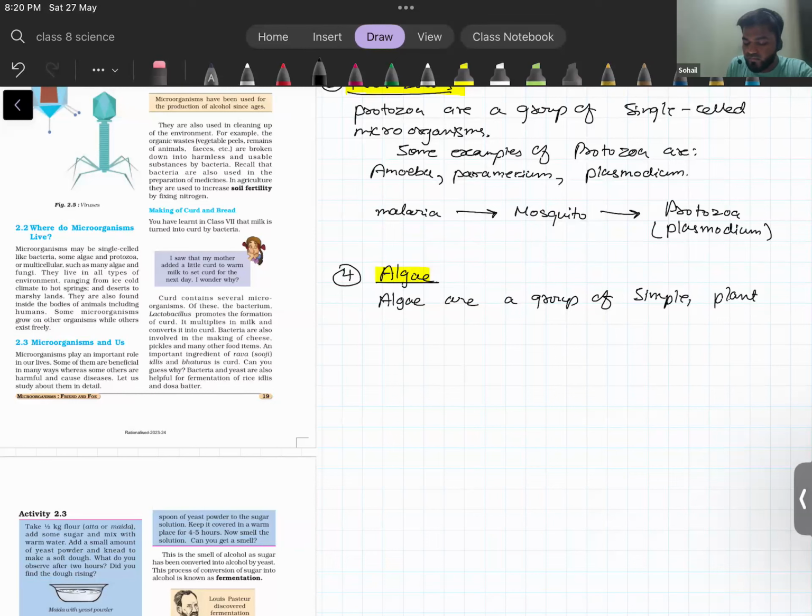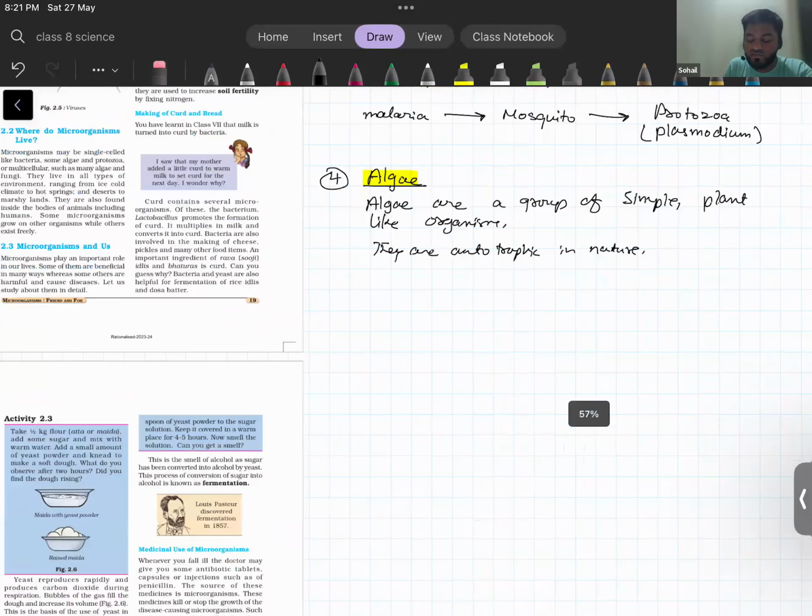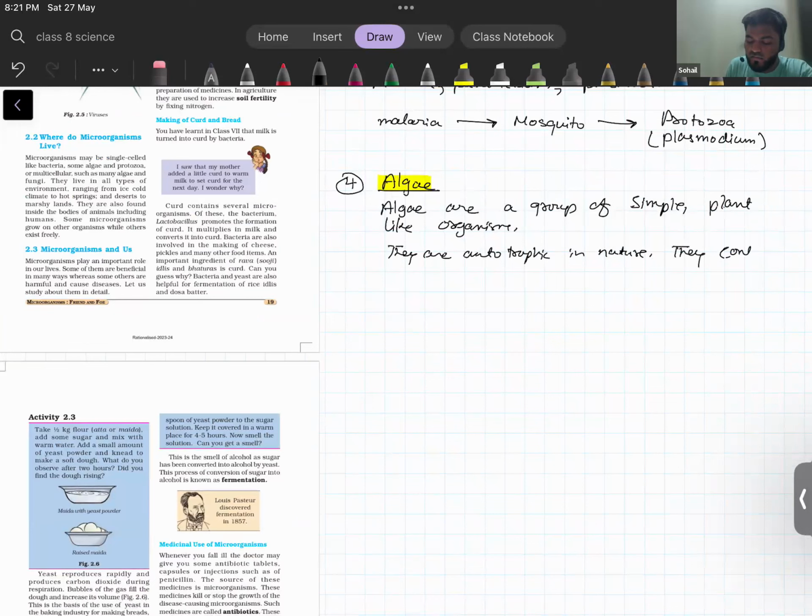Another thing is that they are autotrophic in nature. Why are they autotrophic? Because they contain chlorophyll, and hence can perform photosynthesis. However, there's a difference between algae and plant. Can you spot the difference between algae and plant? What is the difference between an algae and a plant?